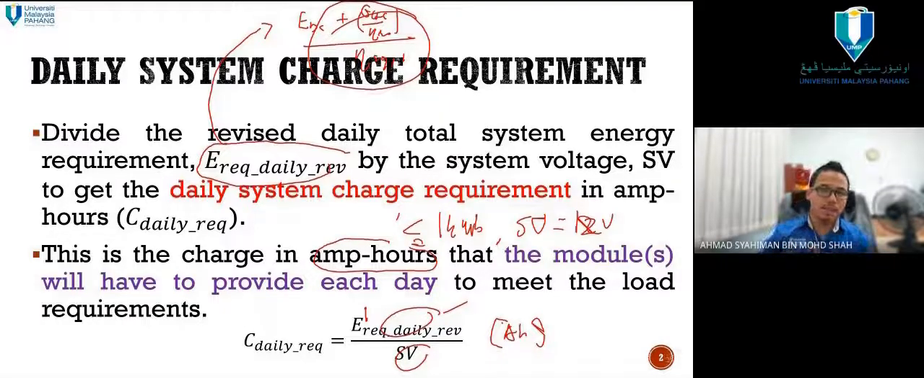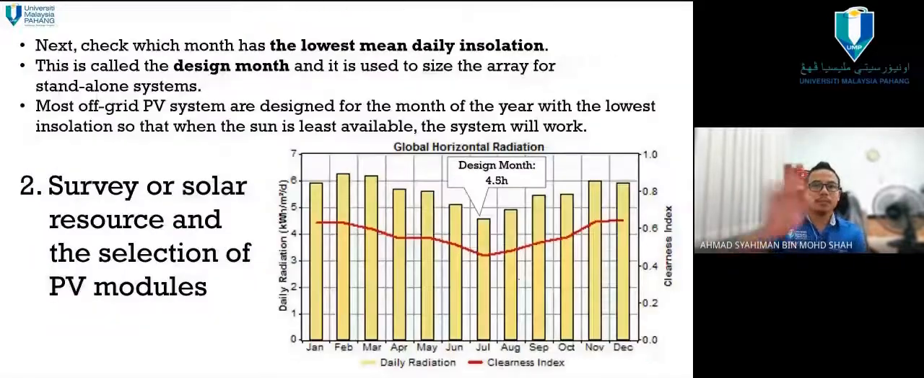So the capacity to energy capacity is Ah per day. Okay, so we will get Ah per day. So we finish the daily charge requirement. Every day we know already that we need to use, for example, 300 Ah. So for my system, I will need 300 Ah per day. This is the energy requirement that we need for every day.